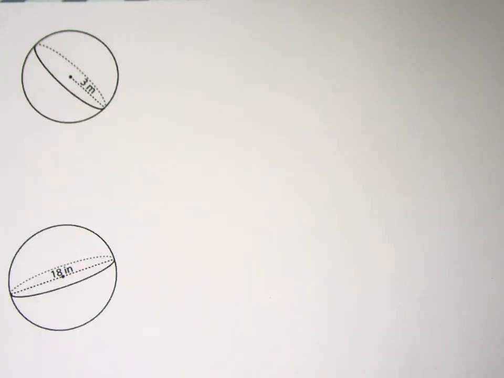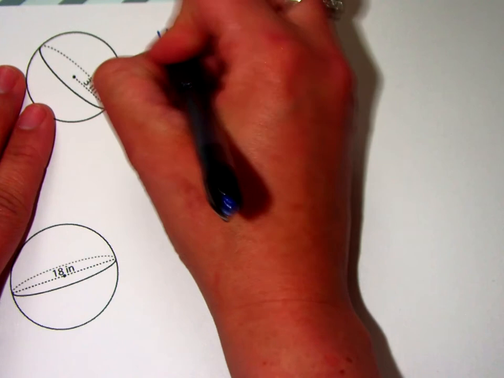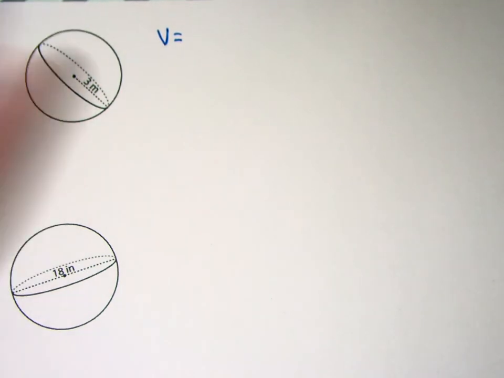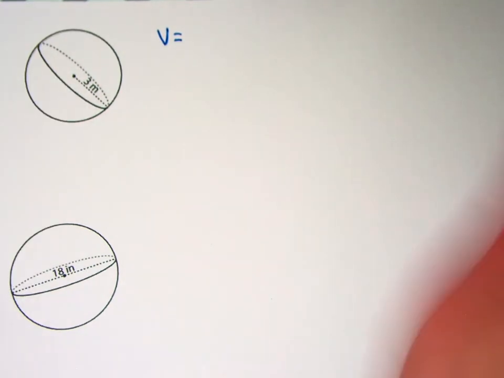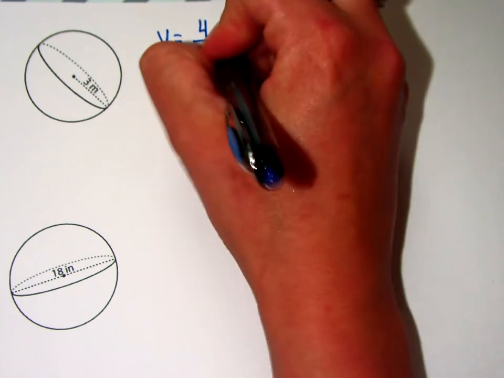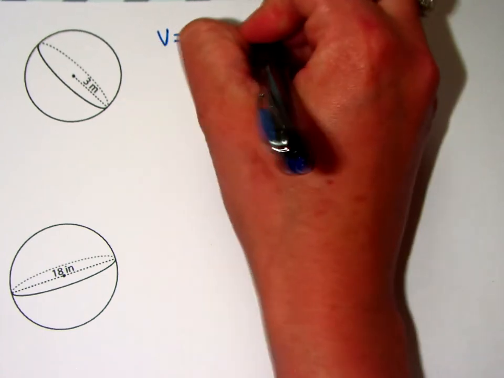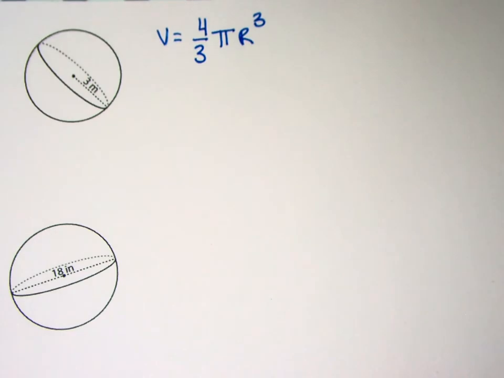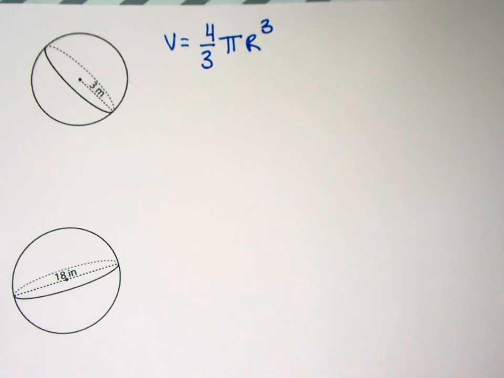So let's talk about the volume formula for a sphere. In a sphere, there is no area of the base. So for our volume formula, all you need is a radius. It's 4/3 pi r cubed. The volume formula for a sphere is 4/3 pi r cubed. So all we really need here is a radius.